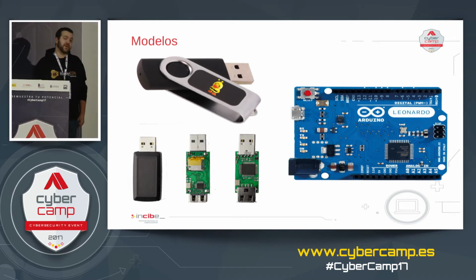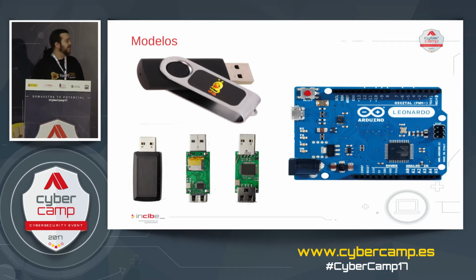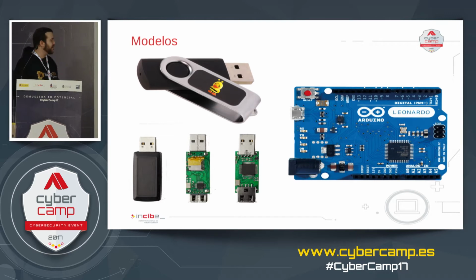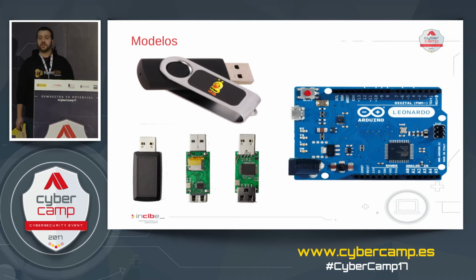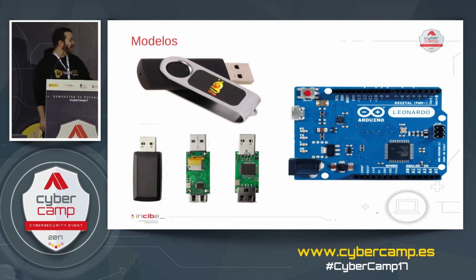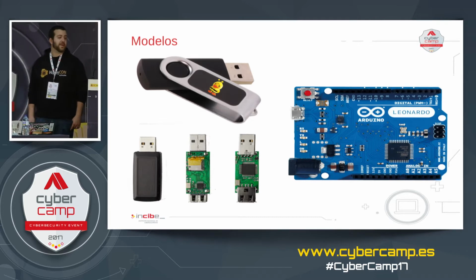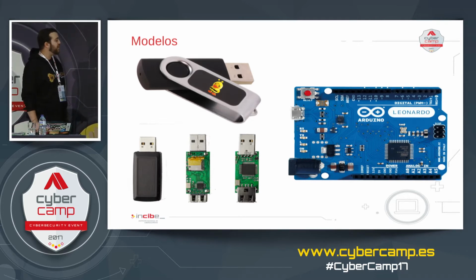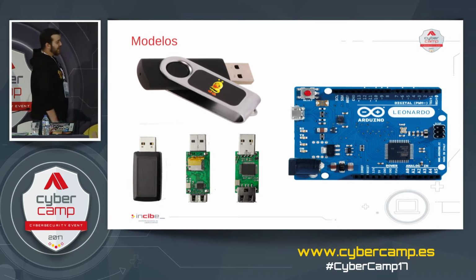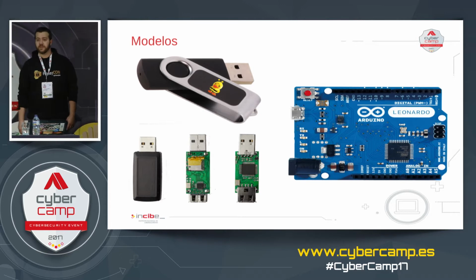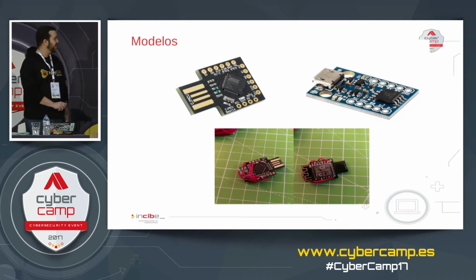The Rubber Ducky is quite expensive. The Leonardo was one of the first devices, and the O.MG, which in addition to being a BadUSB, is a physical keylogger from a Phoenix company.